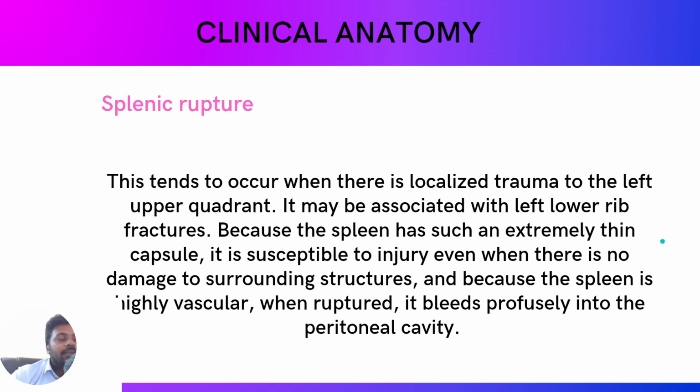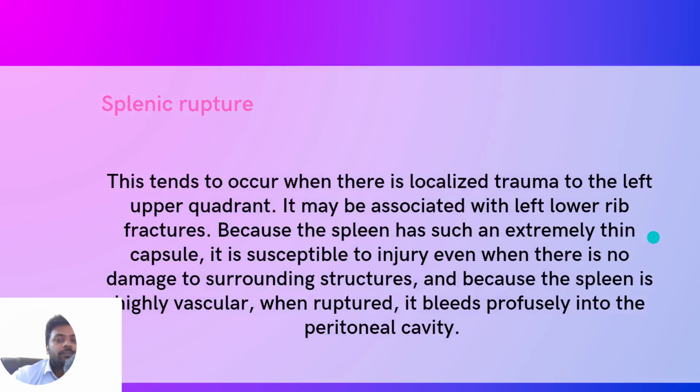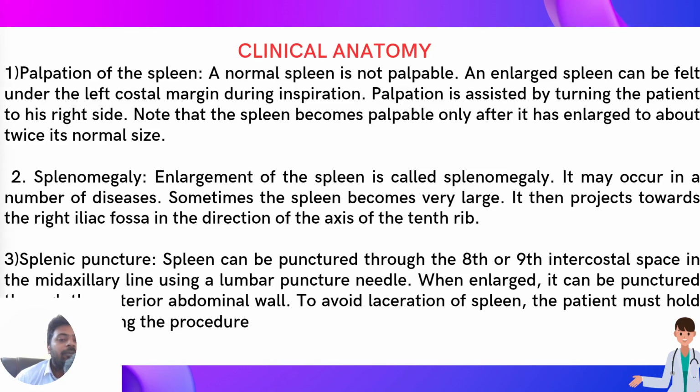When the spleen is injured, it bleeds profusely into the peritoneal cavity. Another clinical anatomy of the spleen is palpation of the spleen. Usually a normal spleen is not palpable. An enlarged spleen can be felt under the left costal margin. During inspiration, palpation is assisted by turning the patient to their right side. Enlargement of the spleen is called splenomegaly.